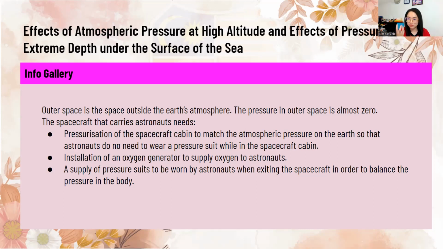Because there's no gravitational pull when you're in space, outside of the Earth's gravitational pull at a certain level. Okay, so that's the thing. The installation of an oxygen generator to supply oxygen to the astronauts. You have to remember, if you are an astronaut staying outside in outer space for 1 year, how much oxygen do you need to supply to the astronauts?